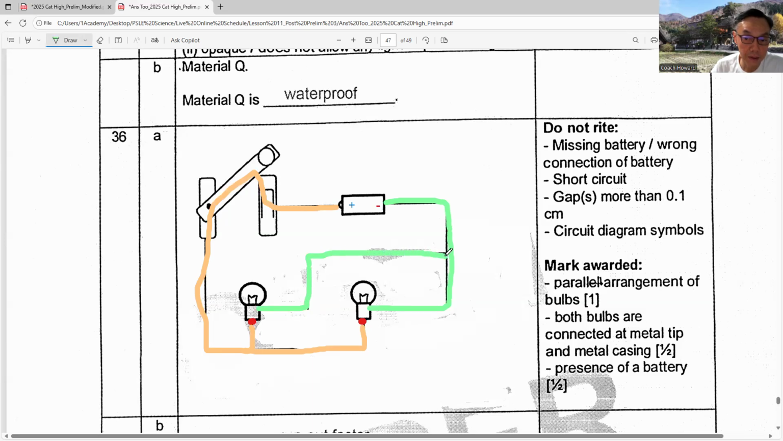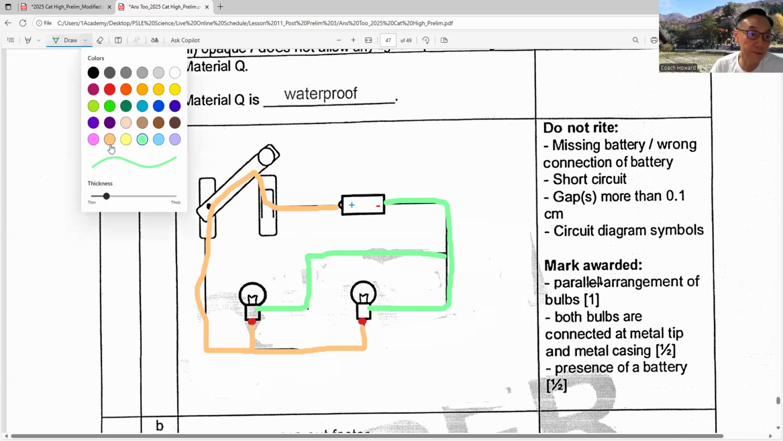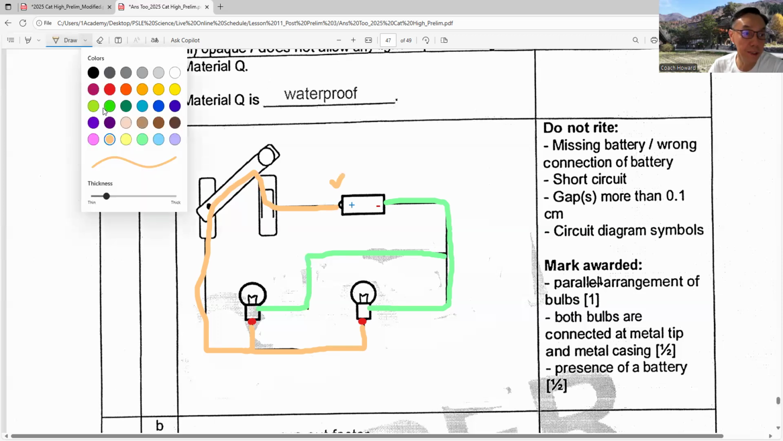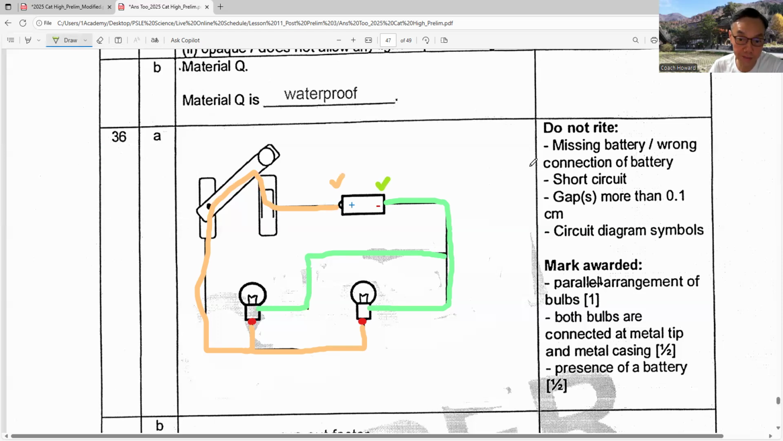Okay, I'm teaching you this technique to teach you how to self-check. To self-check means whether you connected the circuit diagram correctly. So this is the skill. The examiner will check the first thing: if both the metal tips of both bulbs are connected to the same polarity. So here is yes. Okay, so I already passed the test. And also the other side, the metal casing, this part is connected to the same polarity. So it passed the test.